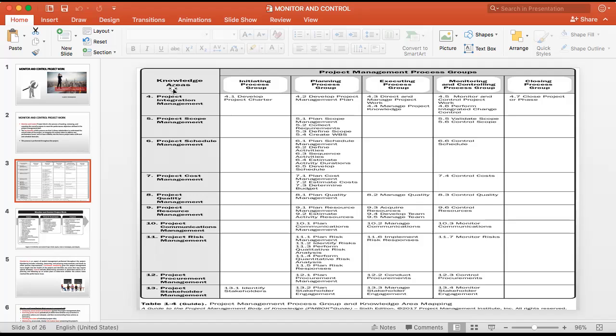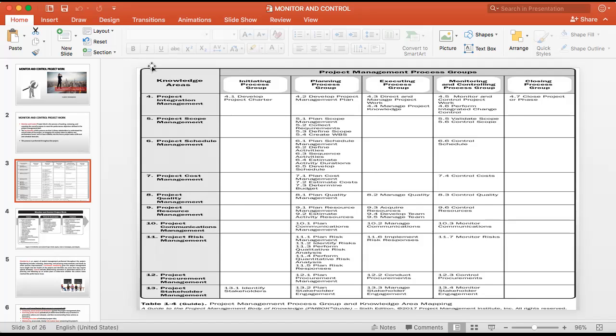Take the schedule as an example. If you take the control schedule process, you will get the variance related to the schedule. If it is the control cost process, you will get the variances due to cost. So you have to control that. Those are the control processes available in each and every knowledge area.